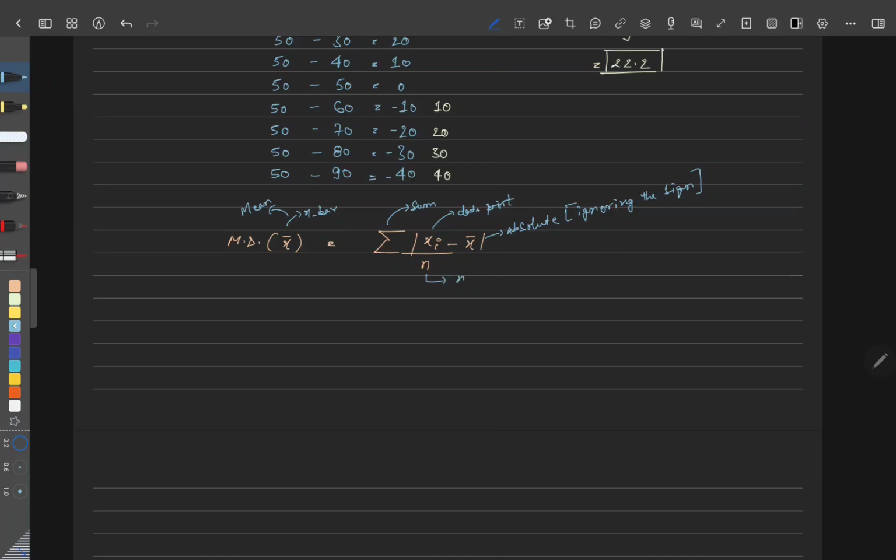Then n is the number of values. Here we can also write where i is equal to 1 to n, where in our case i is m1, m2, m3, which is nothing but match 1, match 2, match 3. So these 1, 2 and 3 are the values of i. Understood? So that is the mathematical formula for mean deviation.